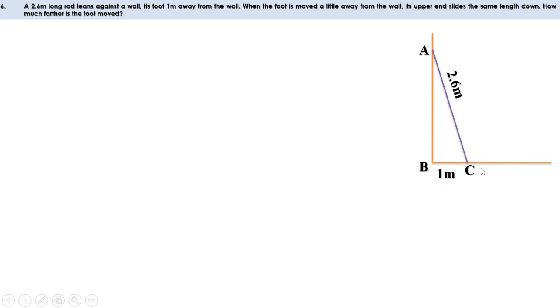Now this is a right angle triangle. The hypotenuse and base are given. Let us find the altitude. We know altitude square is hypotenuse square minus base square, or AB square equal to AC square minus BC square. AC is 2.6 and BC is 1. So we can write this as 2.6 square minus 1 square. You know how to find the square of 26. 26 square is 676.